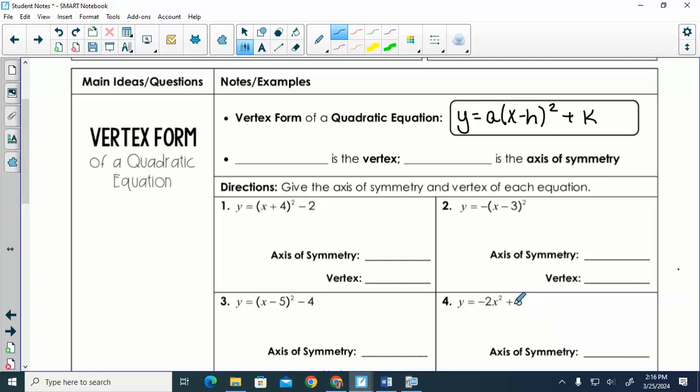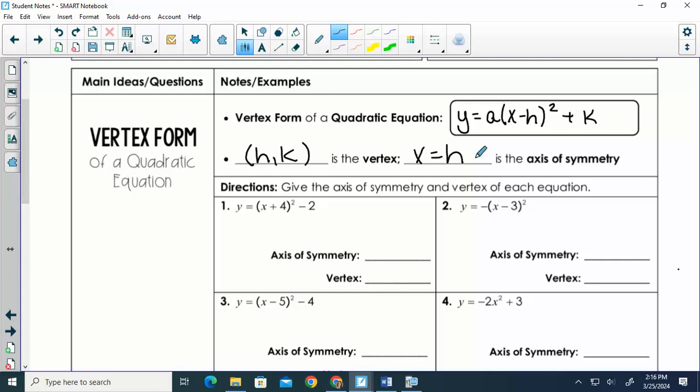So this is somewhat of a factored form that we might see the quadratics in. When you're looking at this, the ordered pair (h, k) is your vertex. Axis of symmetry we know is the vertical line going through the vertex, so it would be x equals h. So we are going to focus on graphing these today.